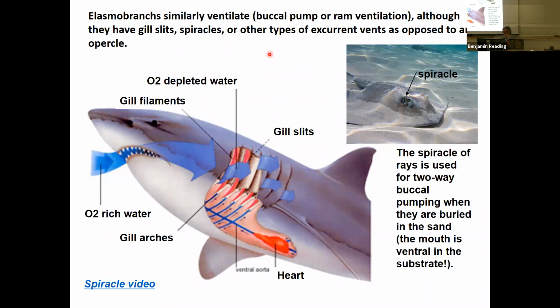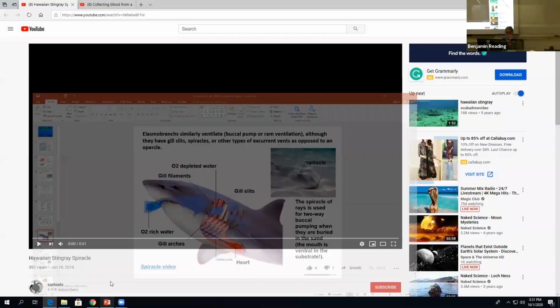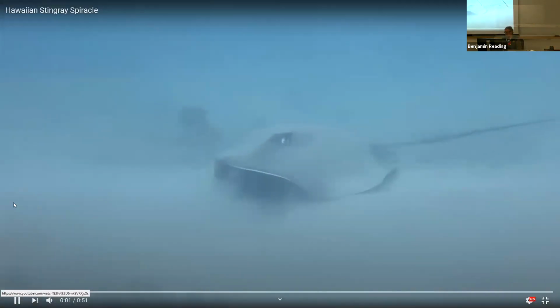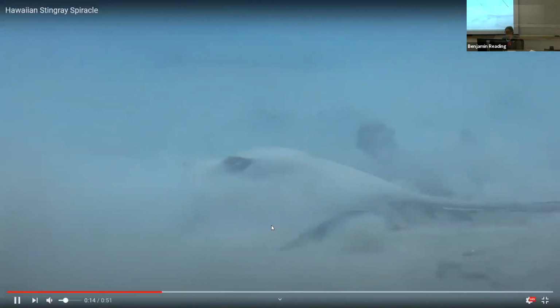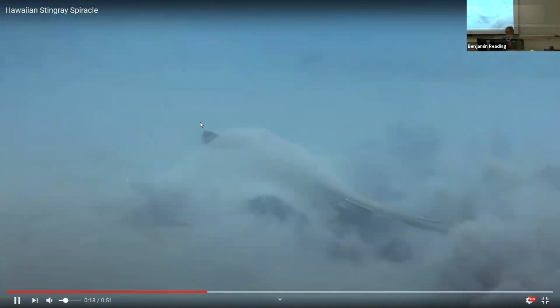And so here's a video of a stingray. You can see it using this spiracle. You can see the spiracle opening and closing as it ventilates. You see, these things stir up quite a bit of sand when they're down there, and so that's why they're sort of taking water from the other side.